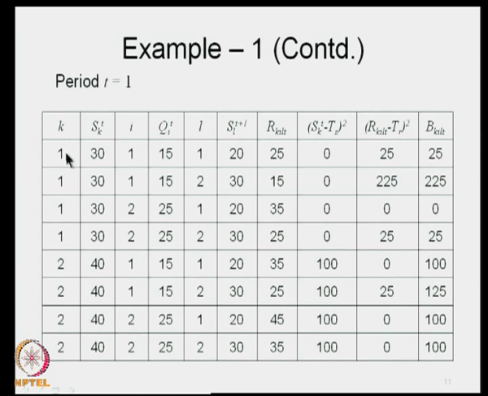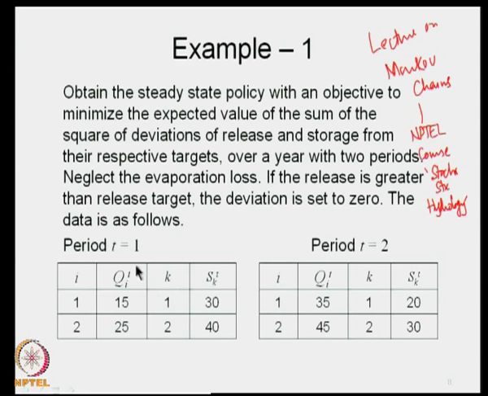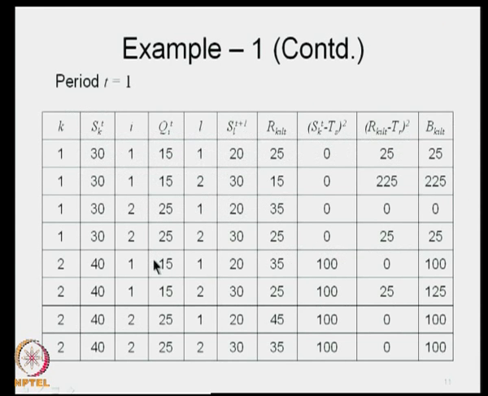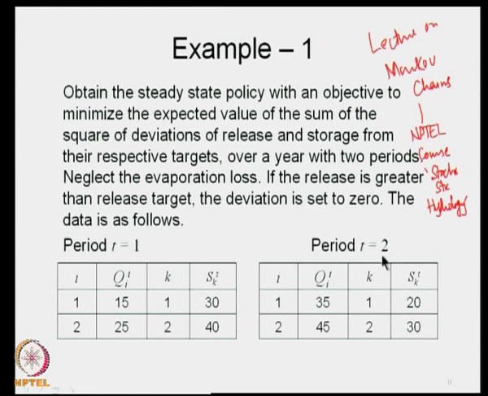Similarly, k is equal to 1, I is equal to 1 in time period t is equal to 1. The inflow QIT in time period t is equal to 1 is 15 units. Like this we tabulate, and for L is equal to 1, SLT plus 1, that is, in t is equal to 1 you are looking at t plus 1, which will be 2, time period 2, and class interval 1.